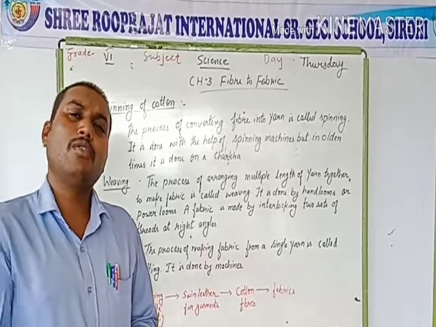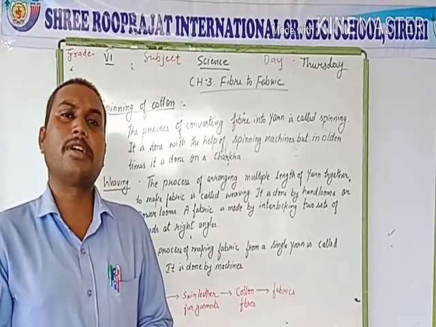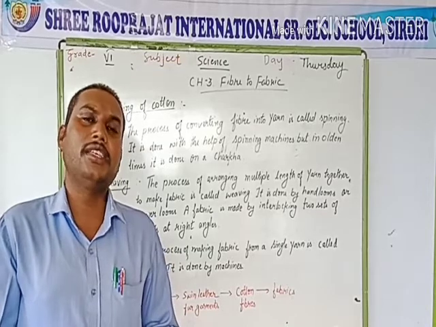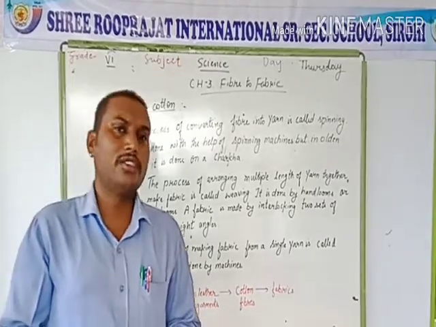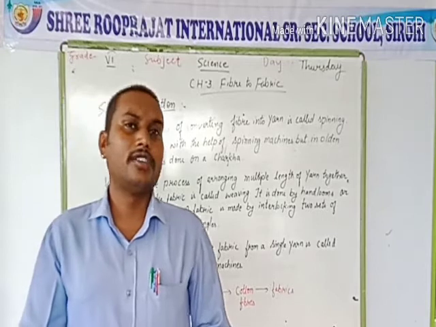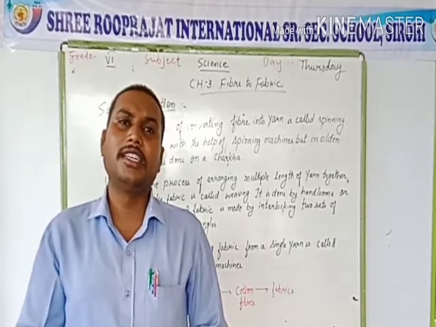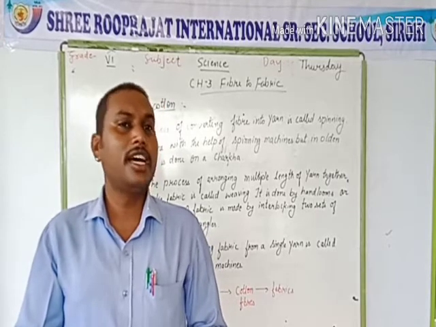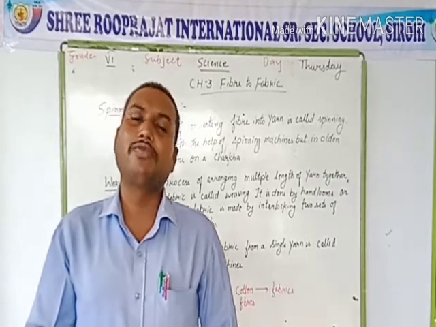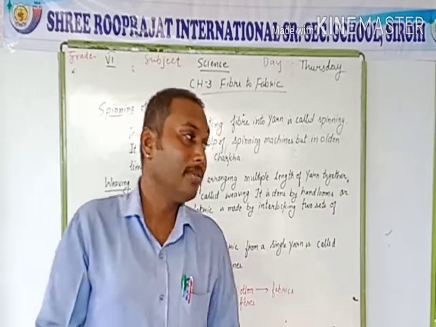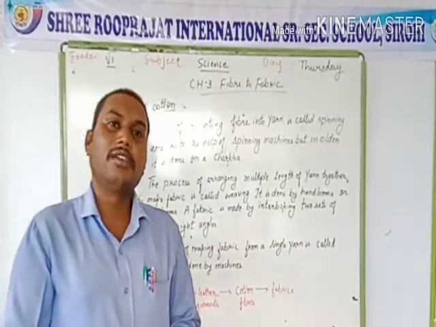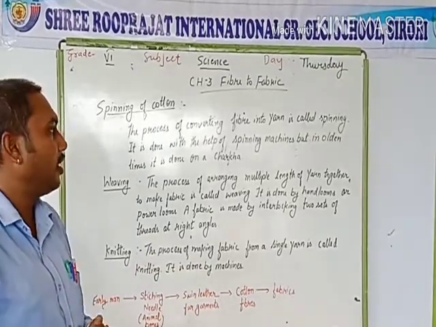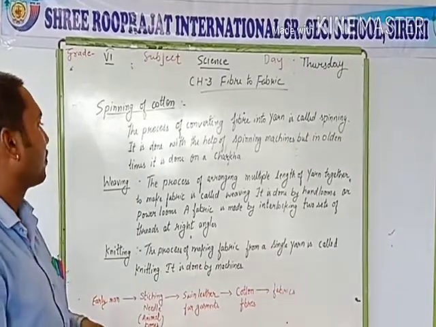Now, in older times, the spinning of the cotton fibers was done with the help of a simple hand-operated machine known as charkha. As you studied in history also, our Gandhiji used to spin the cotton fibers by using the charkha, and we are very much familiar with the charkha. Nowadays it is done with the help of heavily operated machines.